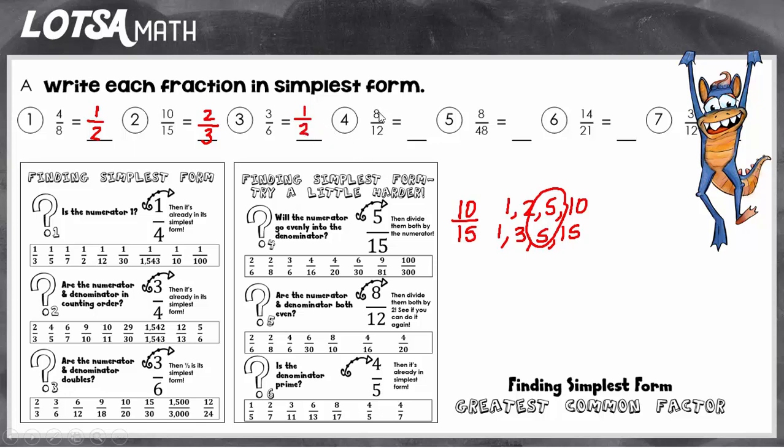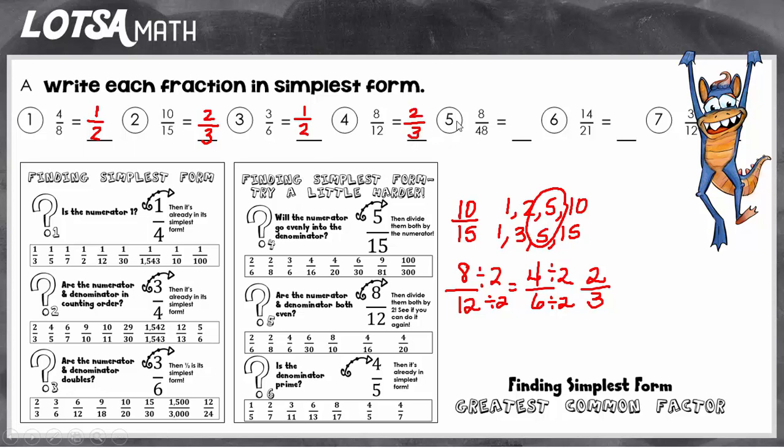So for number 4, we have 8/12. So I know that the rule that follows is that they're both even. So if I have 8/12 and I divide them both by 2, I'm going to get 4/6. But they're still even, so I know I can divide them both by 2 again, and that would be 2/3. So 2/3 is the simplest form. I know it's simplest because it's in counting order. So 8/12 will simplify to 2/3.